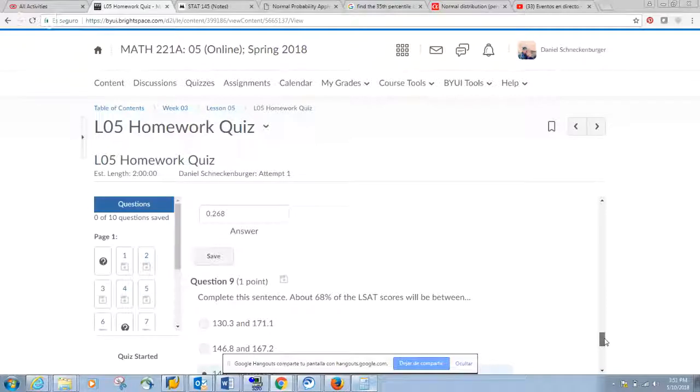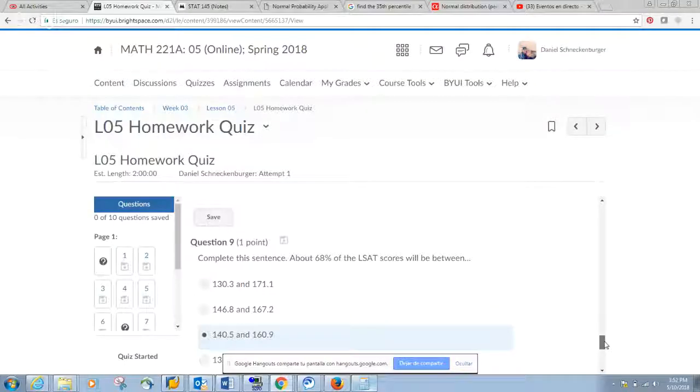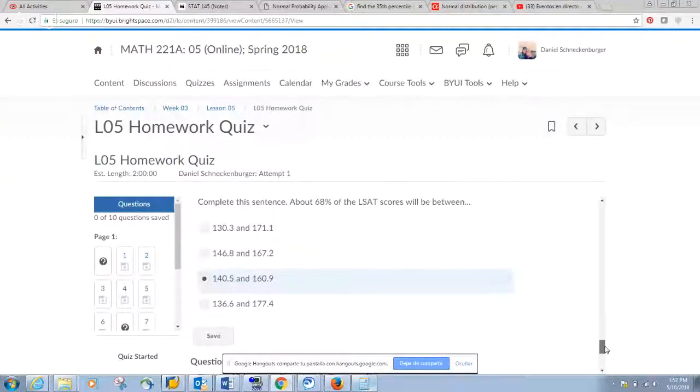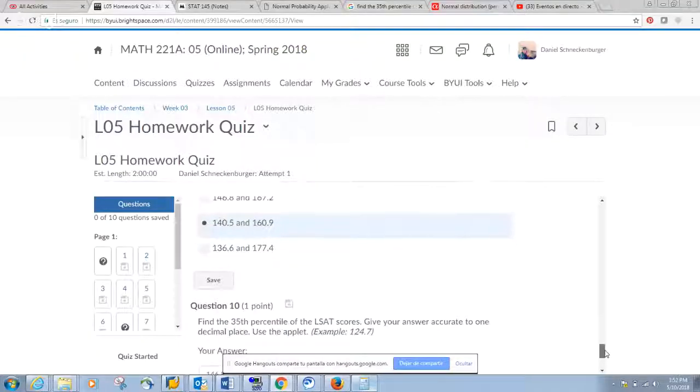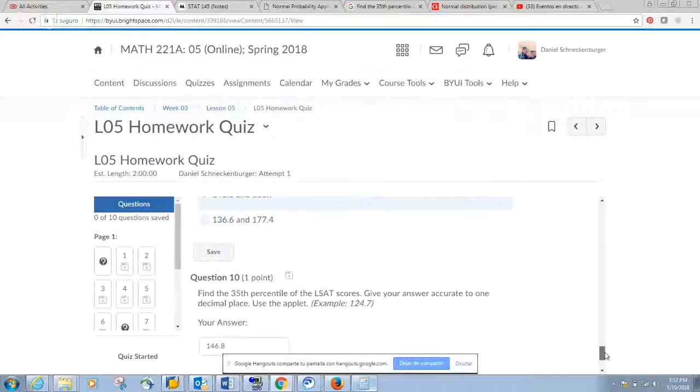So complete the sentence. About 68% of the LSAT scores will be between 140 and 160, right? Because this is the first standard deviation. Yeah, it'd just be plus one and minus one. And then this one, I don't know if I got it right, but find the 35th percentile of LSAT scores. Give your answer accurate to one decimal place.